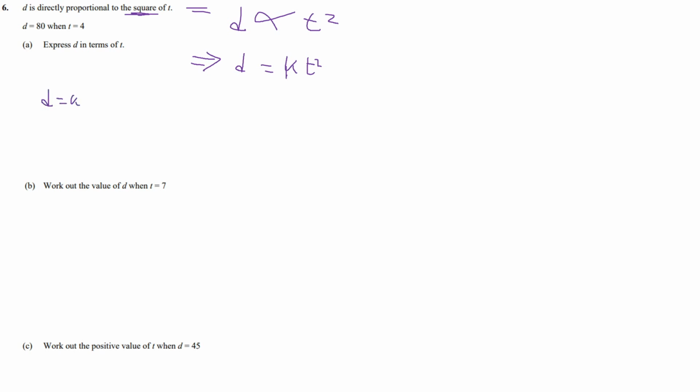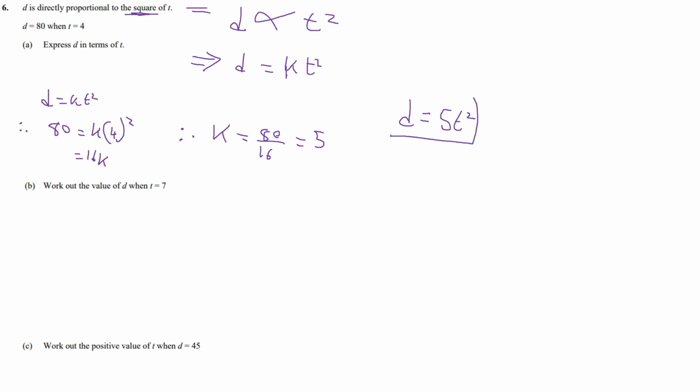D is equal to kt squared, and so therefore 80 is equal to k times 4 squared, which is equal to 16k. And so therefore k is equal to 80 divided by 16, which is equal to 5. And so now we can rewrite this equation as d is equal to 5t squared. And that is our formula for the rest of the question.